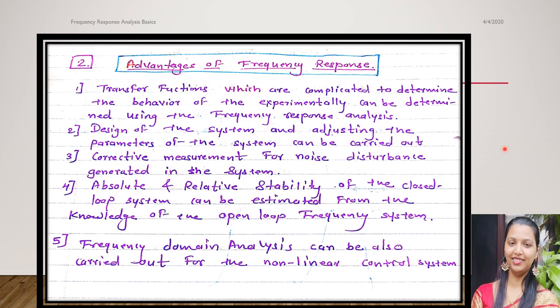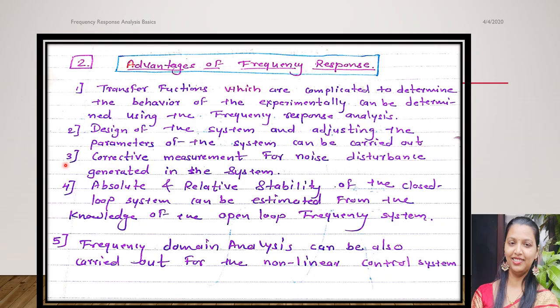Point number 2, advantages of frequency response. First, the transfer function of the system can be obtained from the frequency response. Next, design of the system and adjusting the parameters of the system can be carried out easily in the frequency domain.